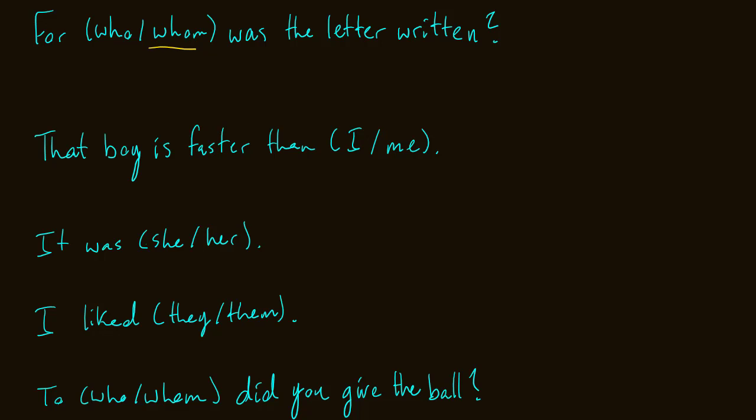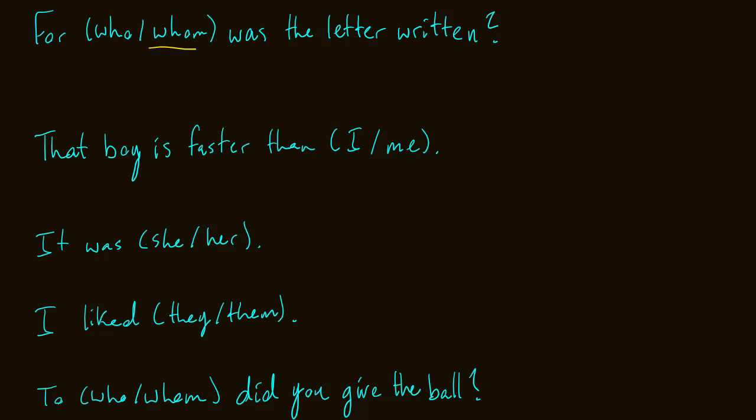That boy is faster than I/me. Now, what do you do here? I think a lot of the times what we'll hear people saying is, that boy is faster than me, or, oh, he is faster than him, or she is faster than her, right? We always hear the objective case pronoun at the end, I think most of the time. However, you actually use the nominative case pronoun. Now, why is that? That boy is faster than I.